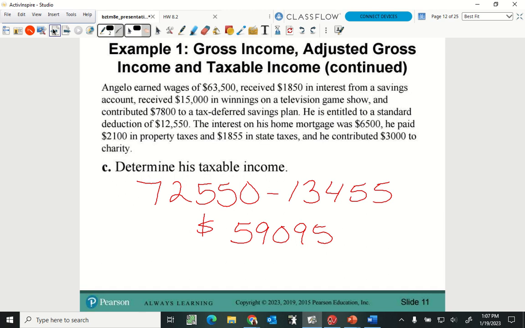What is this up here? What did I deduct on this one? Winnings of. Where did this 13,455 come from? Taxes? The deduction. My deductions.